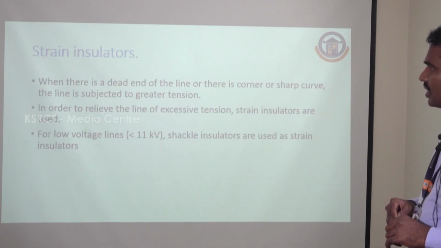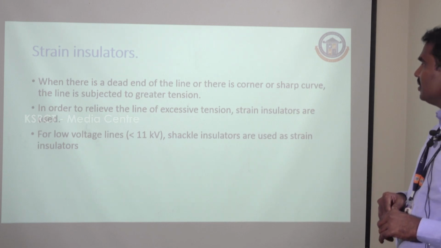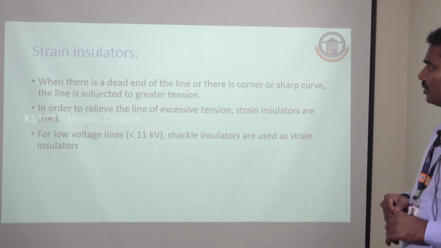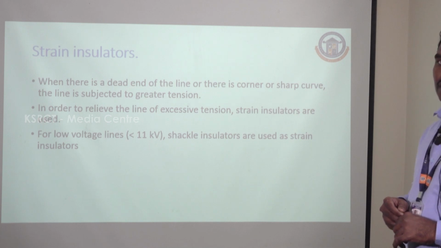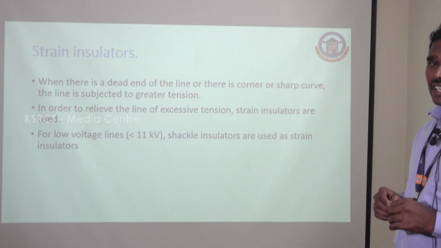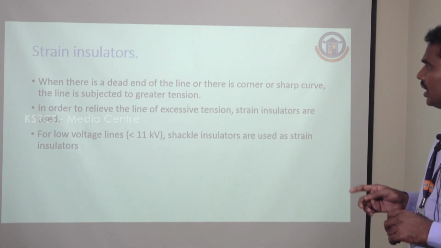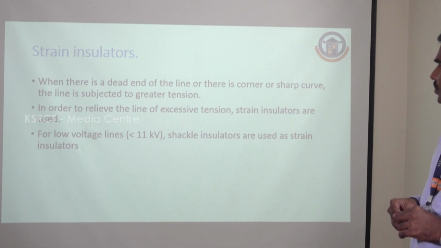So the next one is strain insulators. Where there is a dead zone, a dead end of the line, or there is a corner or sharp curve, the line is subjected to greater tension. Okay, so from the name itself we can identify where the strain or stress will be more, so we can utilize this type of insulator in order to relieve the line of excessive tension.